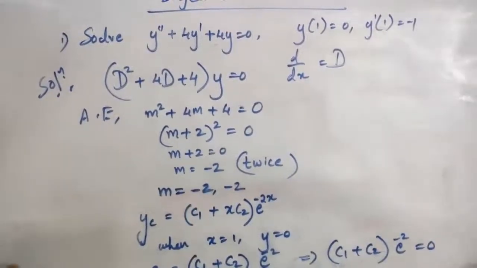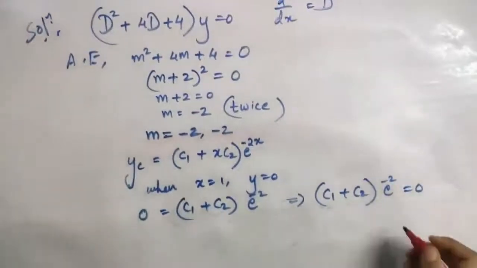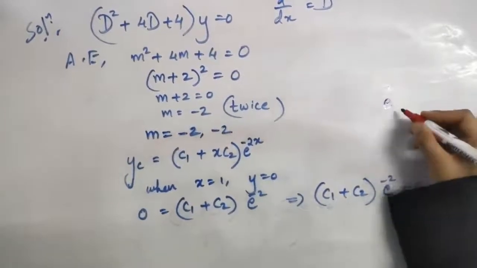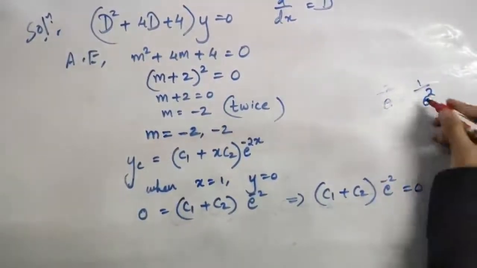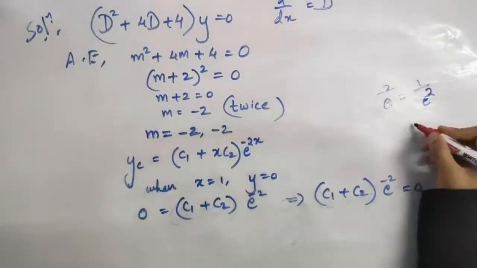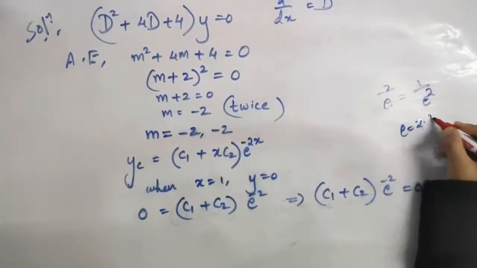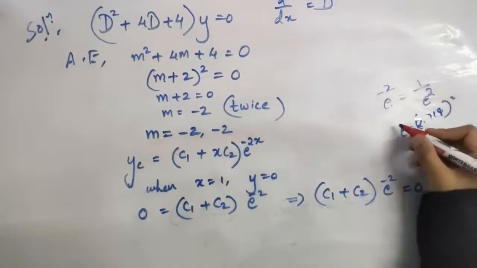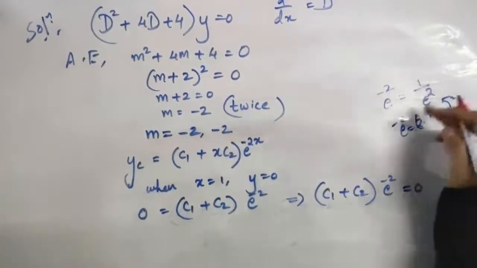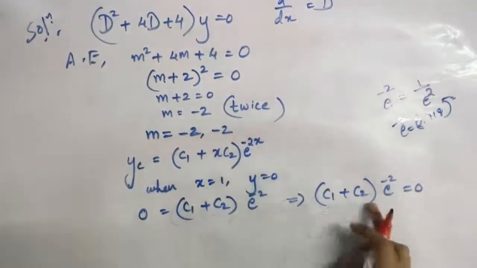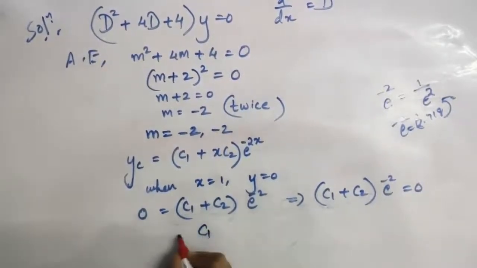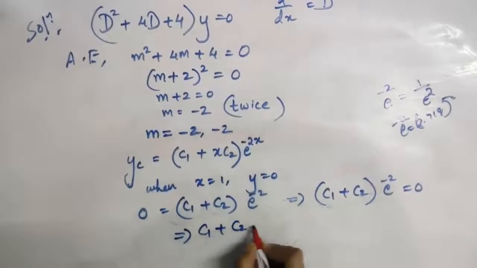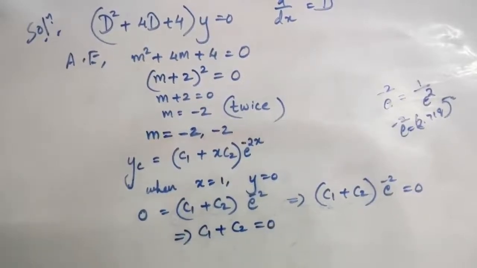Now e to the power minus 2 is a constant value. What is e to the power minus 2? It is 1 divided by e to the power 2. Now this can't be 0 because e value is 2.718 whole square, so it is never 0. What should be 0 is c1 plus c2. So from this equation, this implies c1 plus c2 is 0. This equation you get.